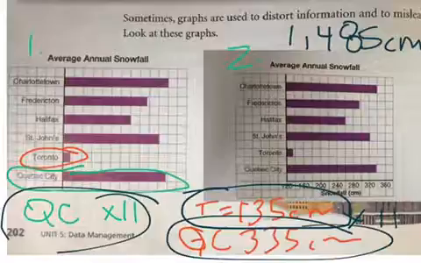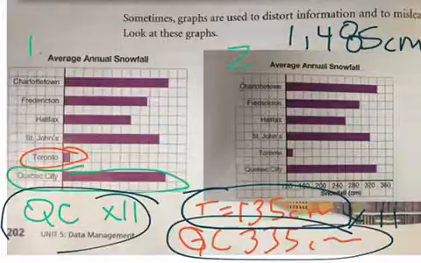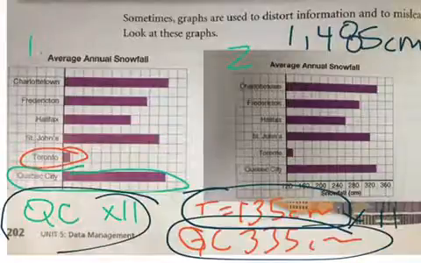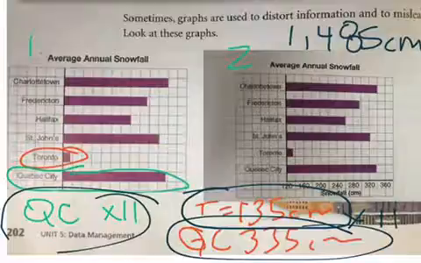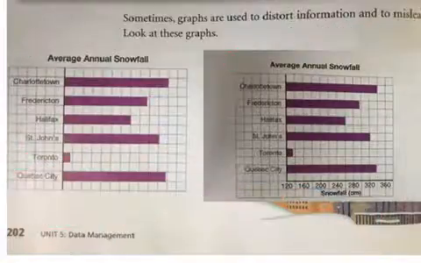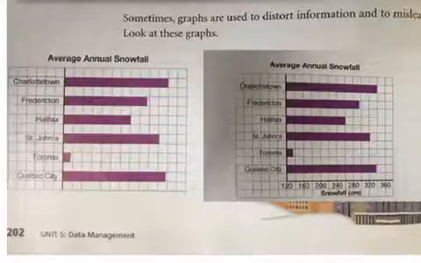Quebec City only gets 335 centimeters of snow. That's nowhere near 11 times as much. So what this data is telling us is that Toronto and Quebec City actually have much closer snowfall than is represented by the graph if we don't put a scale on it. So let's talk about how these graphs mislead people.